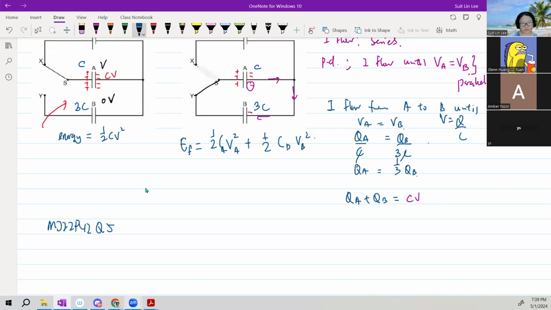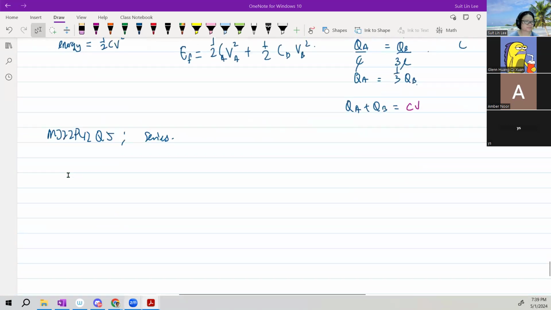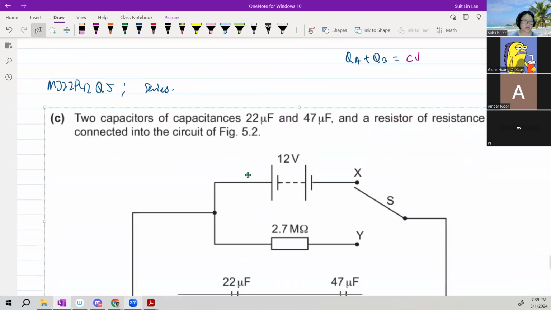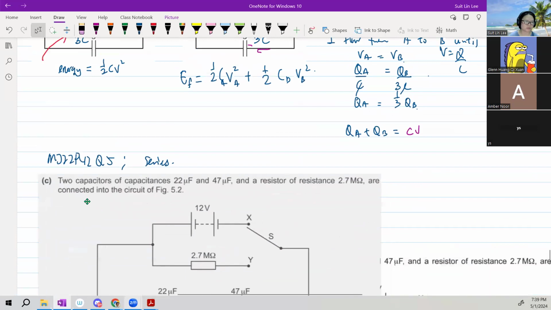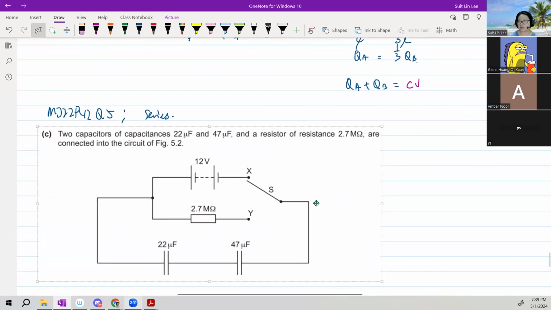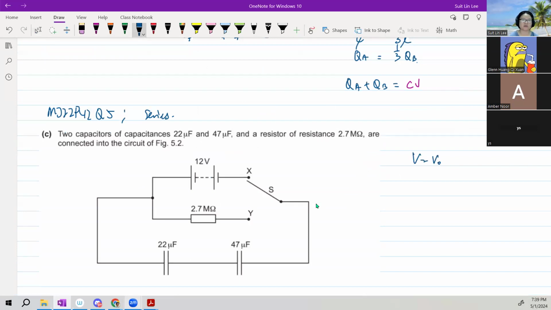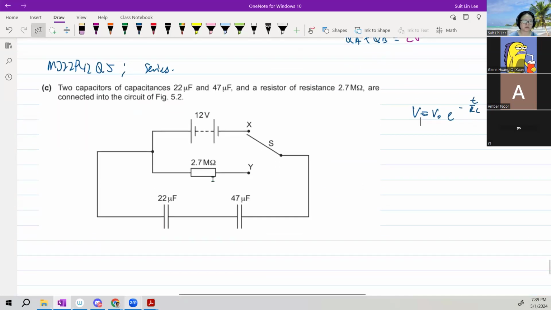May June 22 P42. This is series discharging. It looks something like this. But they can't give you a network of capacitors. It's too complicated already, because you will need to derive a new discharge equation. You cannot use your V is V naught e to the negative t over RC. Of course, in this case, the R will be this R, and the C is actually your total capacitance because you have to discharge together.